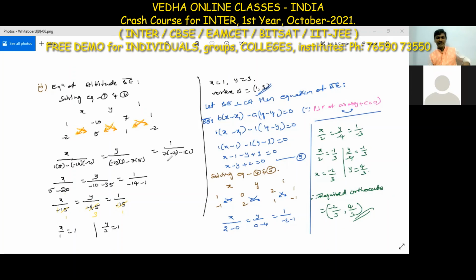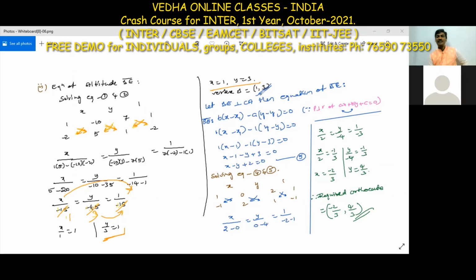Okay, 1 divided by 7 to 14 minus 1. So that means x divided by minus 15, y divided by minus 45, 1 divided by minus 15. In all the terms here minus is common, so you can cancel minus and 15 also. 15 ones are 15, threes are 15, ones are x divided by 1. So equating to constant, 1 and y divided by 3 equating to constant. So x is equal to 1 and y is equal to 3.